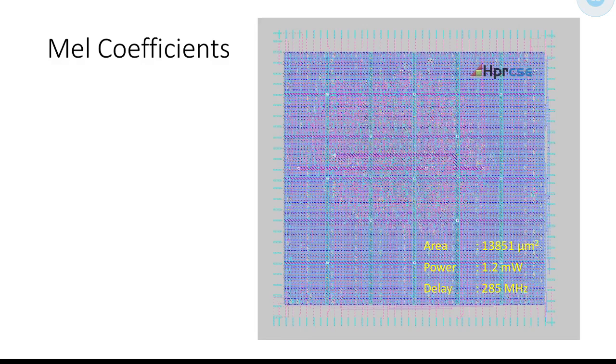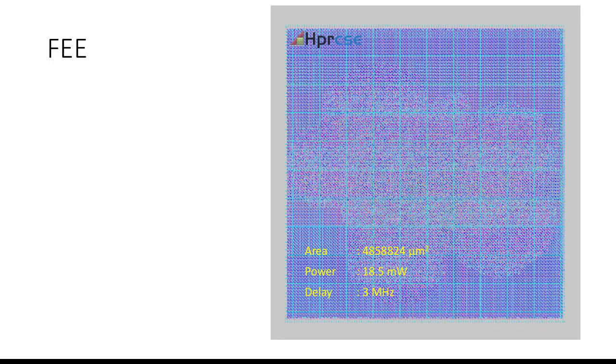Mel Coefficient generator unit in 130 nanometer Skywater PDK. Area 13,851 micrometer square. Power 1.2 milliwatts. Delay 285 MHz. 16 kHz sampling frequency based feature extraction engine architecture in 130 nanometer Skywater PDK. Area 4,858,824 micrometer square. Power 18.5 milliwatts. Delay 3 MHz.